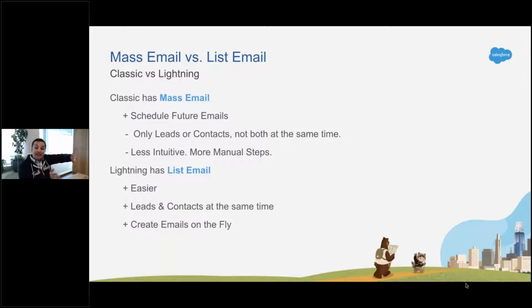All right, now for list emails, which is what this whole webinar is going to be on pretty much, I think they're easier to send. They're a little bit more intuitive, less steps, and you can send emails to leads and contacts at the same time. So I think they made it a lot easier. The only feature that's missing right now is scheduling of mass emails. And, I wouldn't hold your breath, but I do anticipate seeing it roll out in the future.